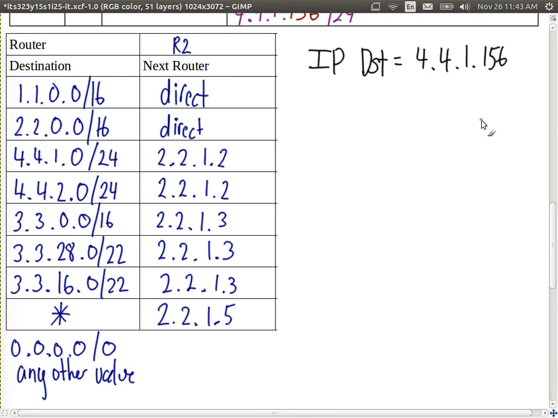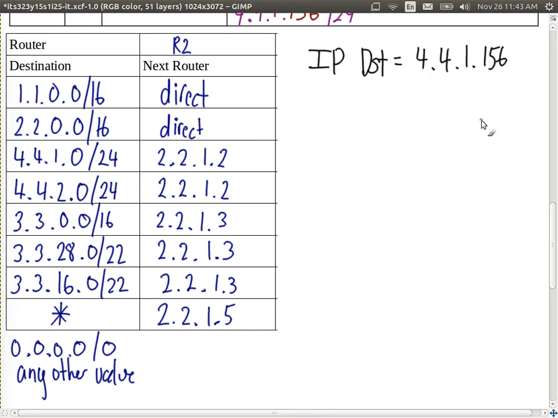4.4.1.0, 4.4.1.156, do the first 24 bits match? Yes, they will. 4.4.1, those 24 bits will match the 24 bits of the destination address. Therefore, we have a match. So we will use that as the next router. So that's how we check. And it's quite easy conceptually.